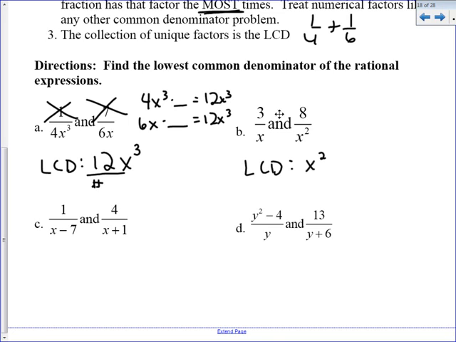Because what could I multiply x by to get it up to x squared? Another x. That's what we're going to be doing. We're going to be bumping these fractions up so they have a common denominator.